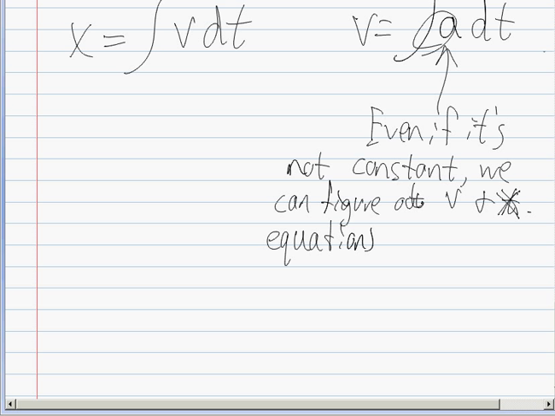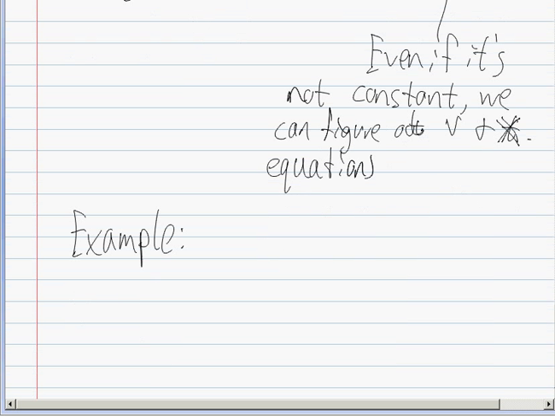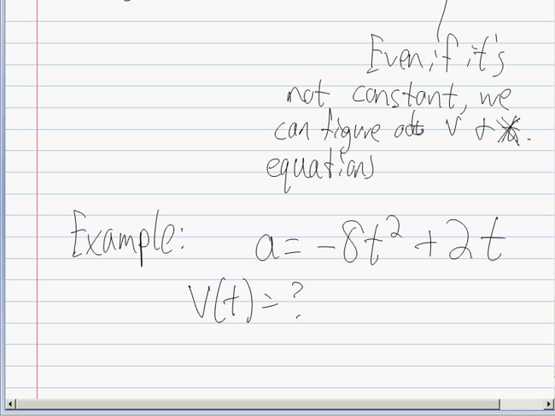So let's do a quick example. This is going to be a pretty short video. Let's say that we have the acceleration equals, we chart it out, we do one of those curve fits, and we get that it's negative 8t squared plus 2t. And I would like an expression for velocity and an expression for position. But I'm going to tell you that the initial velocity is at rest and the initial position is 4.0 meters.